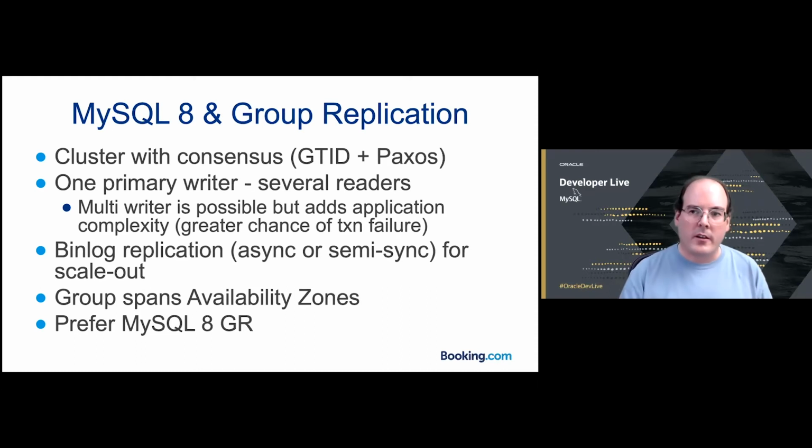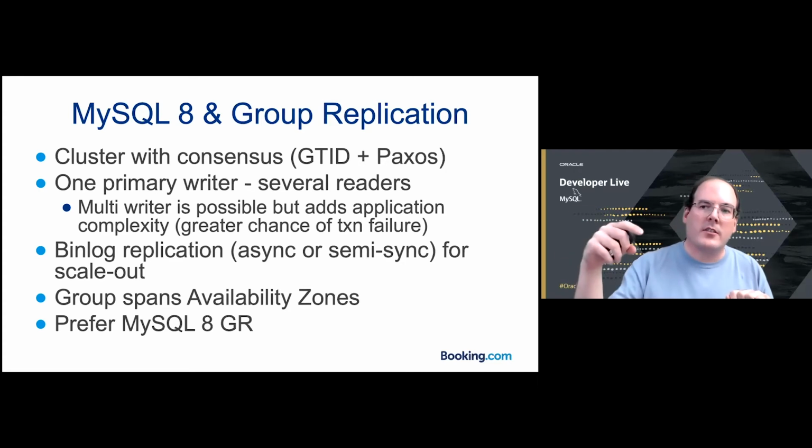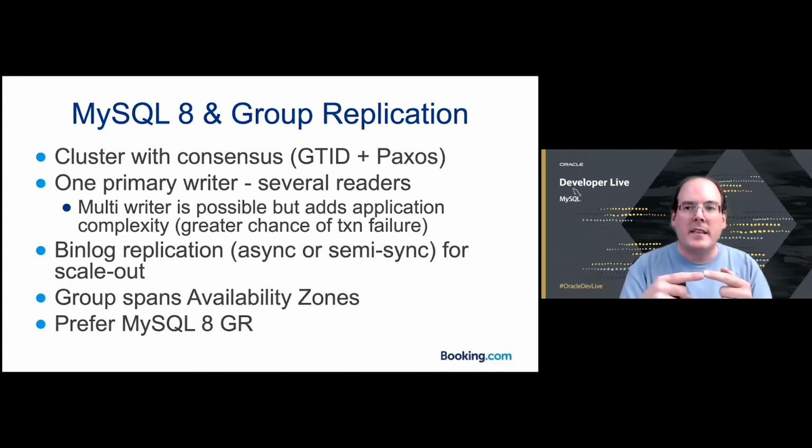Any one of the group can take over, but you can read from several members of the group. You should only write to one of them. It's technically possible to do multi-writer, but it adds a lot of complexity. Especially what happens is that if you have a transaction into one side and a transaction into the other side, then when they meet in the middle, if they disagree, one of them will be failed. And the application sees this, that commit fails.